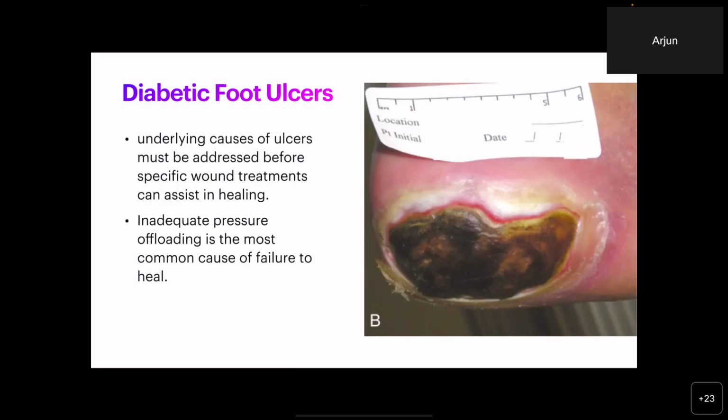Coming to diabetic foot ulcer, the underlying causes of the ulcer must be addressed before specific wound treatment can assist in healing. Inadequate pressure offloading is the most common cause of failure to heal.